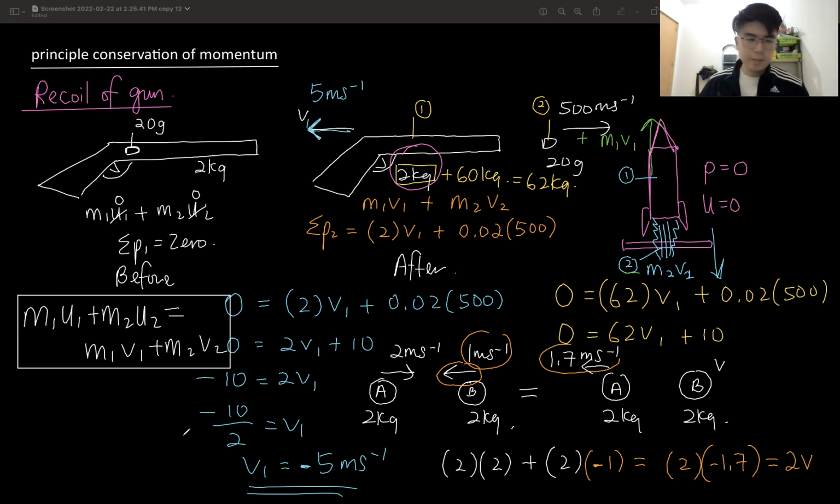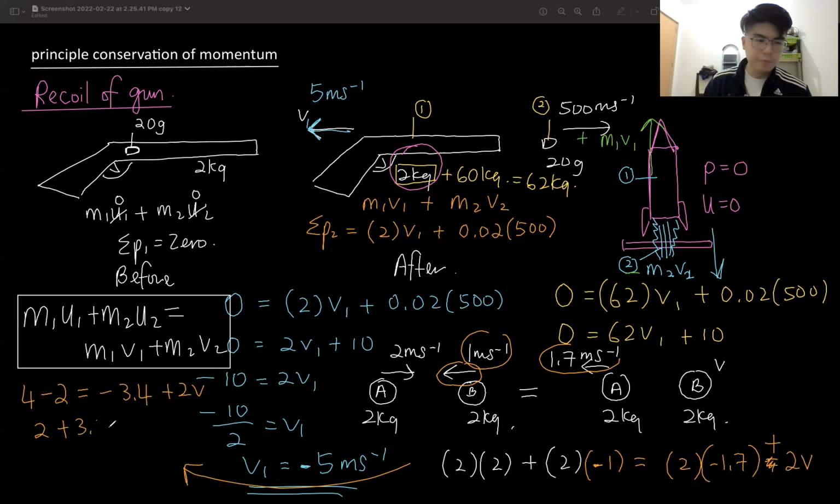Okay, what is V? Again, I write it on the left side here. 4 minus 2 equals minus 3.4 plus 2V. So 2 plus 3.4 equals 2V, 5.4 divided by 2 is V. What is V? 2.7 meters per second.